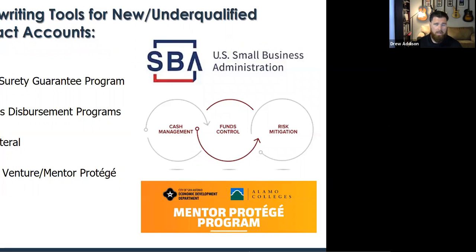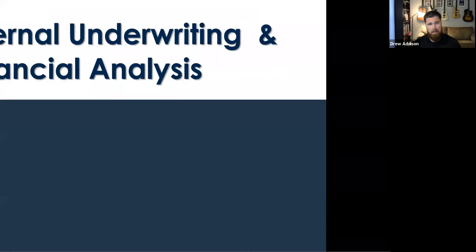Talking about some additional underwriting tools that I'd mentioned before. Look into SBA, look into the mentor protege program with the city of San Antonio. Familiarize yourself with funds disbursement and collateral. How does that work? Ask your agent for help on all this.